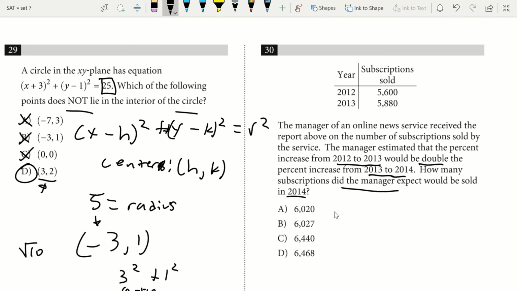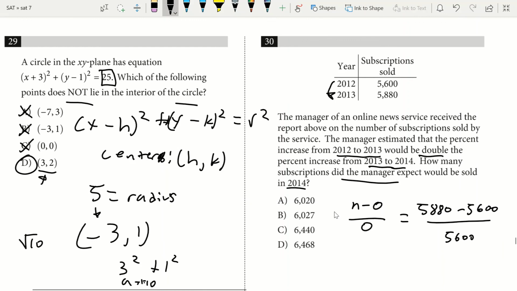All right, well, our percent change from 2012 to 2013, we're going to use the equation new minus old over old. So our new is going to be that 5880, and our old is 5600, and that's all over our old of 5600. And then when we multiply by 100, that'll give us our percent. So we take that, I see I've got 280 up top over 5600.